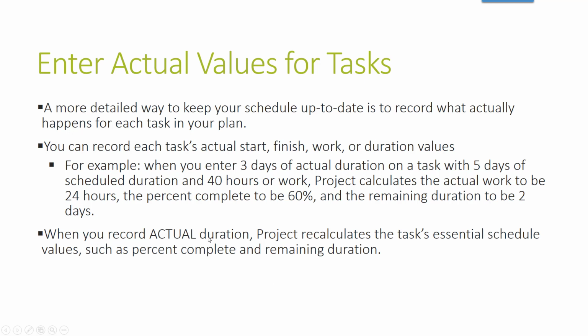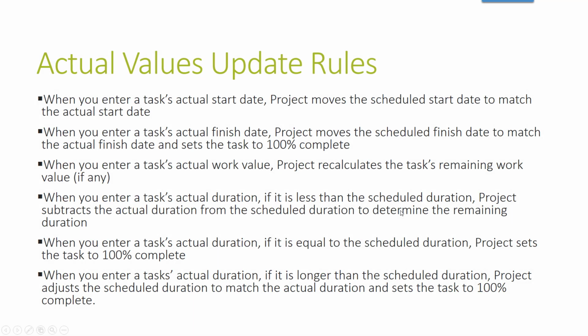When you record actual duration, Project recalculates the task's essential schedule values, such as percent complete and remaining duration. And that's what this example shows. So you actually put the 3 days of actual, and it'll calculate the other 2 elements.